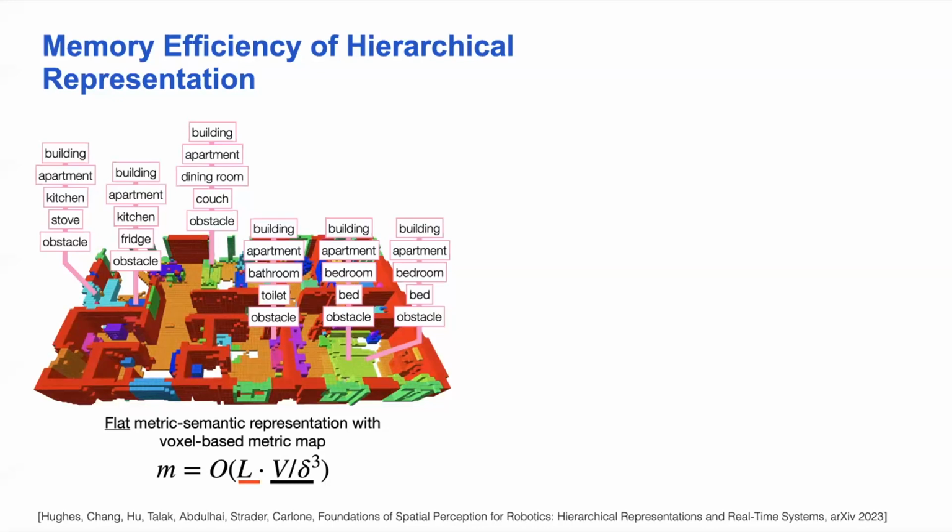The way to think about this is to consider a flat or voxel grid representation where you have V by delta cube voxels, V being the total volume and delta being the granularity that you choose. Let's say you have also solved the symbol grounding problem in this representation, that is, each voxel now has a label. Then the memory requirement would be on the order of L times your number of voxels, and this is not quite scalable.